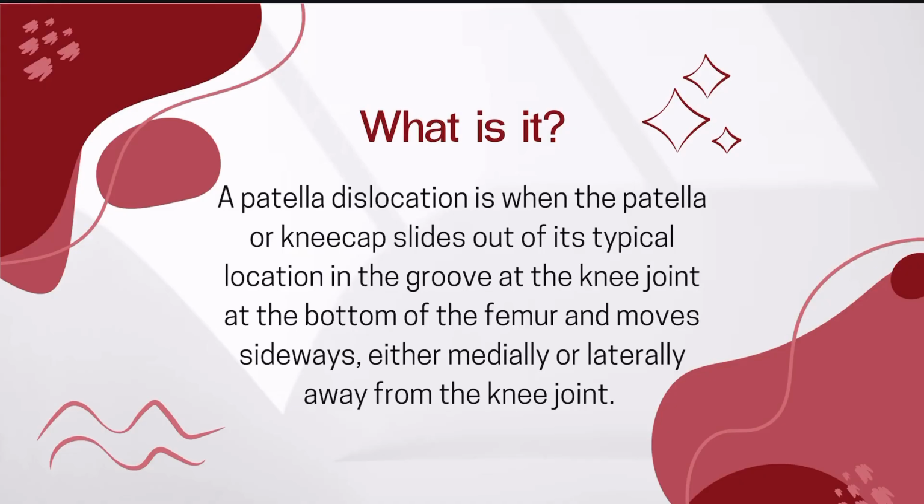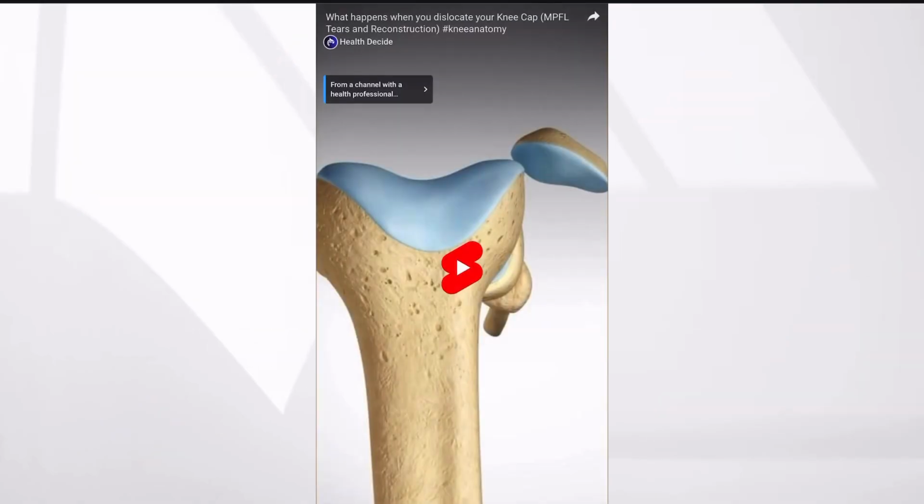So what is it? A patellar dislocation is when the patella, or kneecap, slides out of its typical location in the trochlear groove at the knee joint, which is at the bottom of the femur and the top of the tibia. It slides either sometimes medially, but most often laterally, away from the knee joint. So here's a short video that describes what it is.